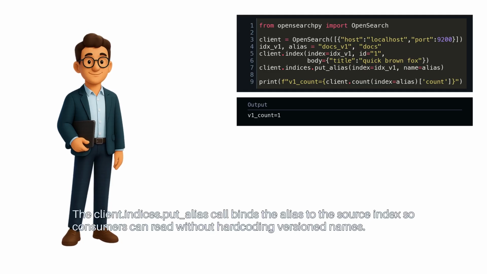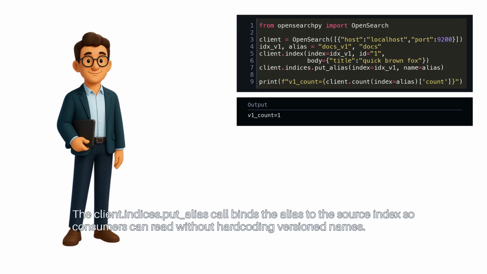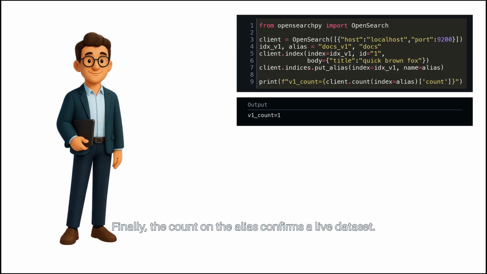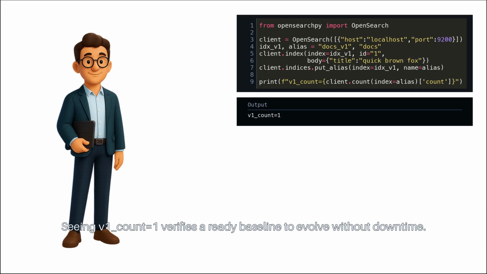The client.indices.putAlias call binds the alias to the source index so consumers can read without hard-coding versioned names. Finally, the count on the alias confirms a live dataset. Seeing v1 count equals 1 verifies a ready baseline to evolve without downtime.